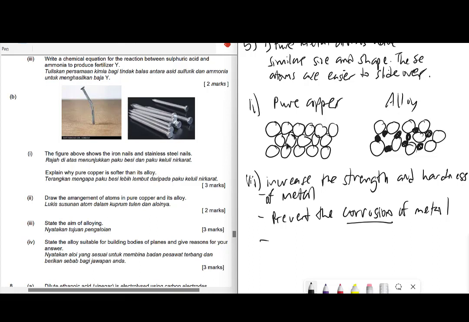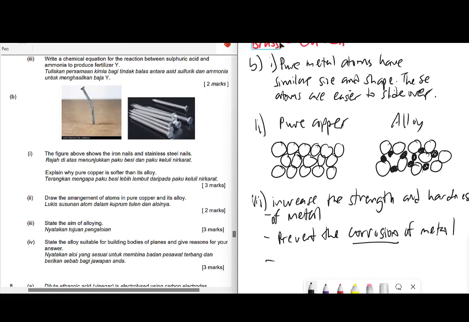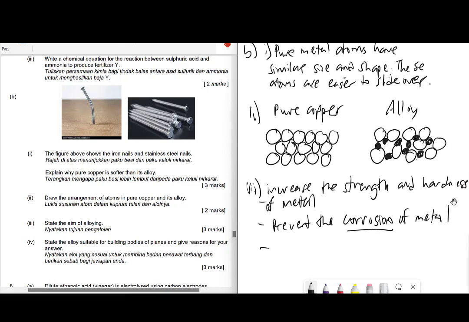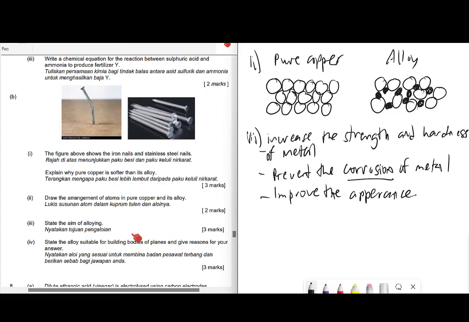Okay, and how about the third aim? For example, you can see the bronze and the brass are normally used in decorative items so that they look more attractive, more beautiful. So of course, the third reason why we make alloys is to improve the appearance, so they look more attractive. Okay, that will be the third reason. Okay, go to the next question here.